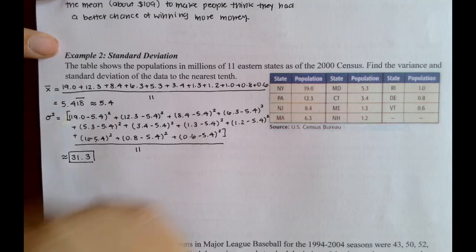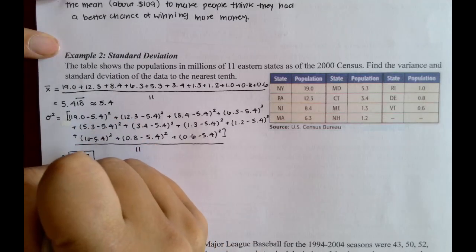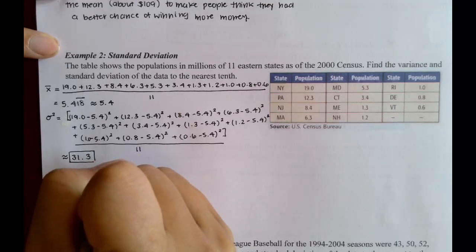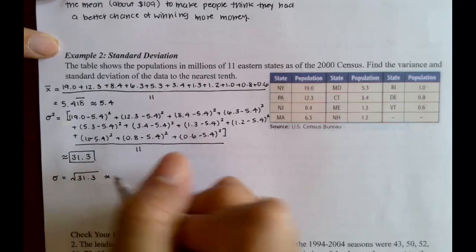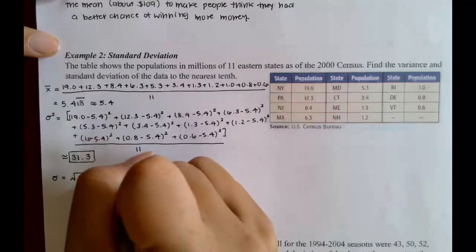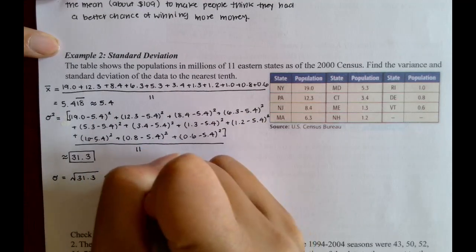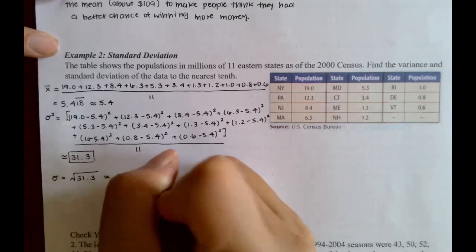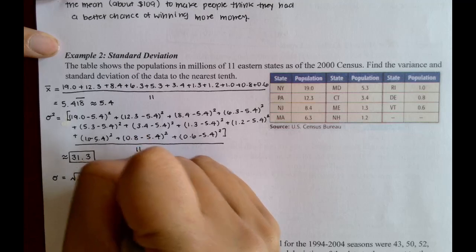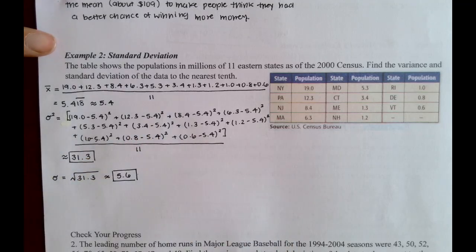Okay. And then the standard deviation, which is represented by this, is going to be the square root of the variance. So the square root of 31.3 is approximately 5.6 million people. Right, so this is the standard deviation. And there you go.